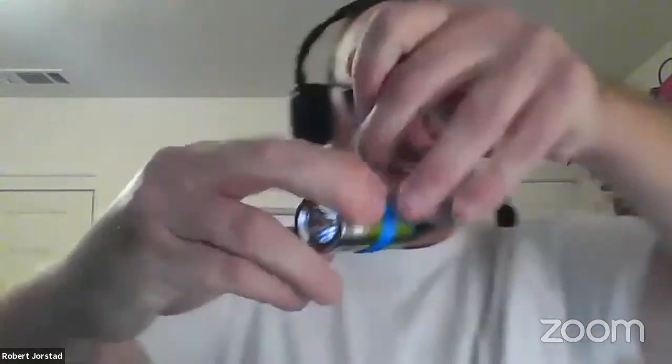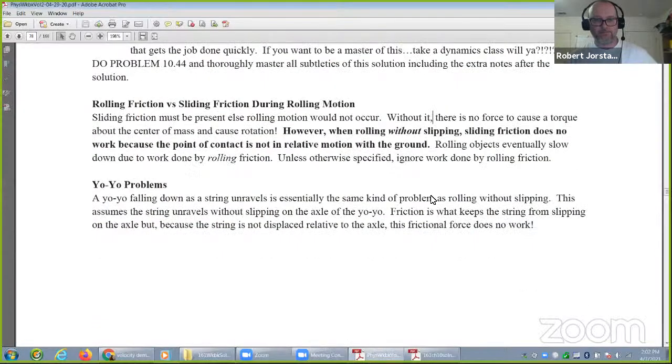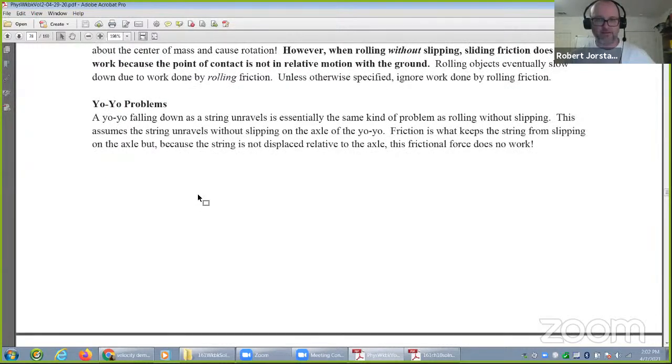When I let go of this flashlight here, it's going to unravel. Basically you could view the string as the road and it's unraveling. And you could see this pivot point here. All right, let's look at a problem really quick. This is our last topic. I've been saving this for last. So just know that yo-yo problems basically are the same kind of thing.